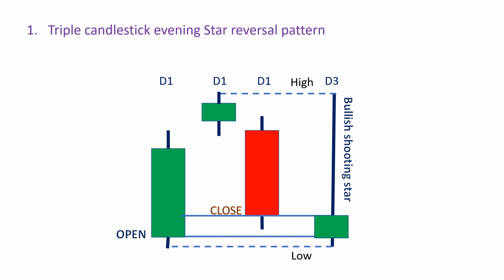You can go short as soon as the price drops below the low of the equivalent and put your stop loss above the high of the equivalent. That's how you trade triple candlestick evening star reversal pattern.